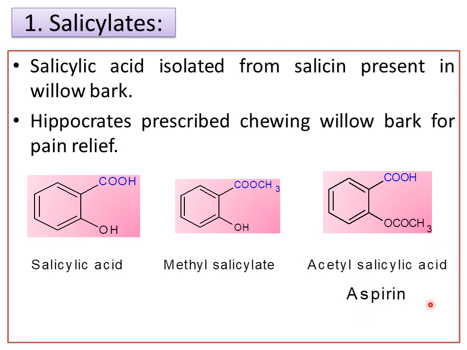Another important point is that aspirin comes into the category of irreversible COX inhibitor. This is very important for entrance examinations. It is an irreversible COX inhibitor. That is about the structures of methyl salicylate and acetyl salicylic acid, also known as aspirin.